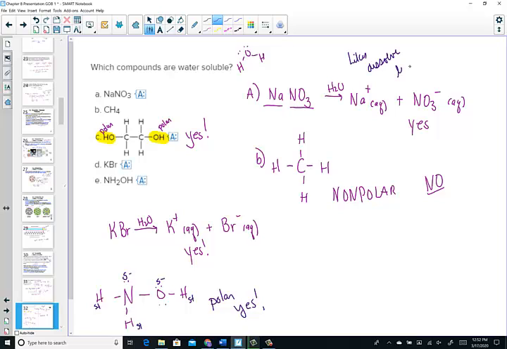Look for ionic salts or look for polar molecules. The only one that did not form a solution was the nonpolar methane.